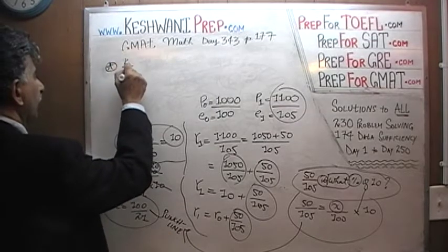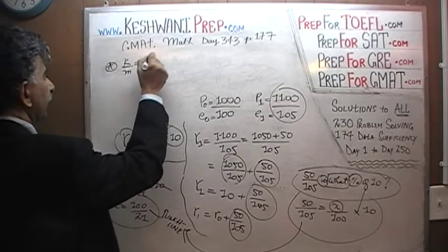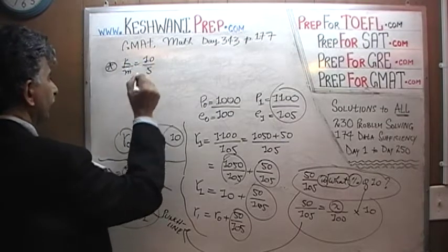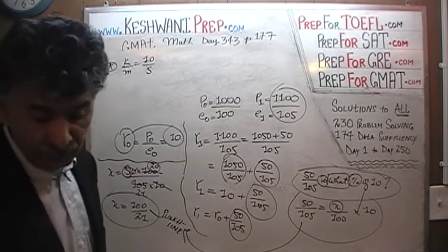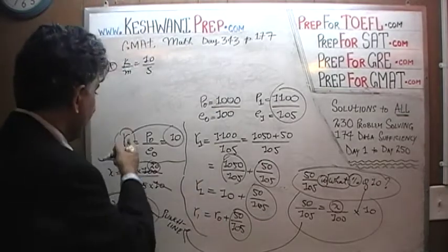Answer choice A says K over M. Well, K is 10 and M is 5. That's not going to give us 100 over 21, is it? Now, had it been a real exam, of course, we wouldn't be so silly as to actually write everything out. You just look at it.